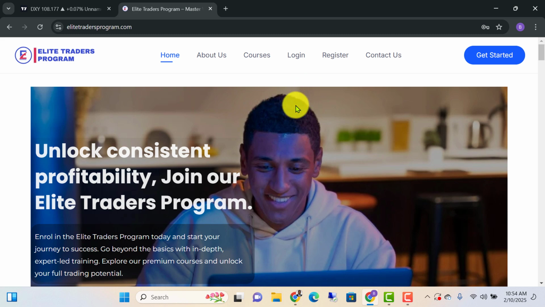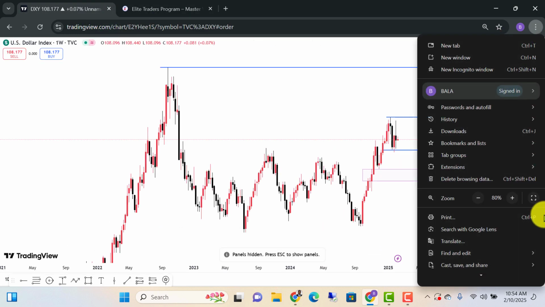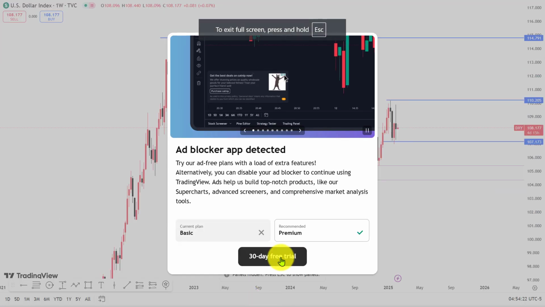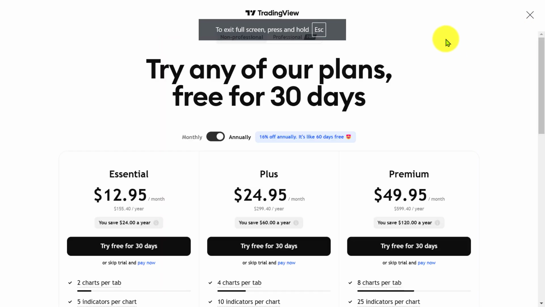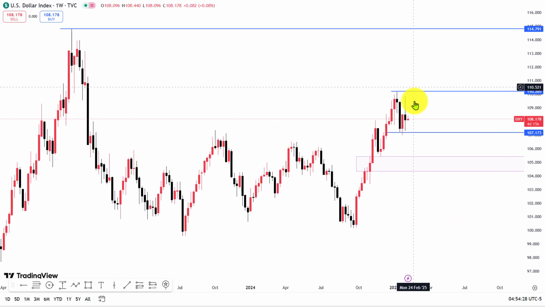Okay, that being said, let's go back to analysis. So like I said, we're looking at the dollar repricing into internal range fair value on the monthly before we expand into external range higher.